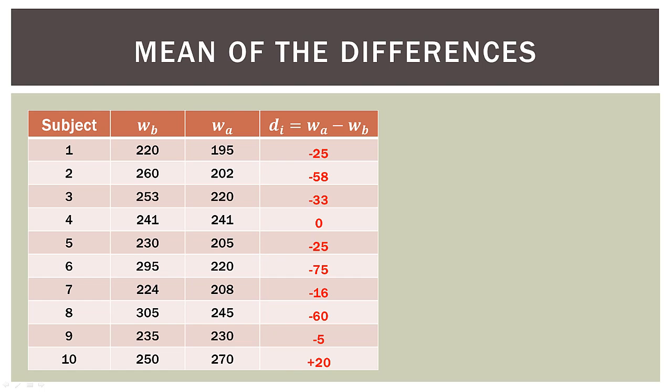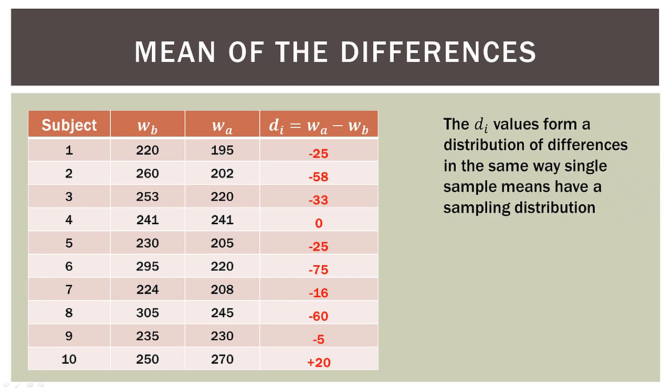For subject 2, it was much more dramatic. That person lost 58 pounds. Subject number 4 didn't have any change at all. They actually stayed the same weight. If we go on to subject 10, that person actually gained 20 pounds. So you can see all we have here is the difference between the before weight and the after weight.